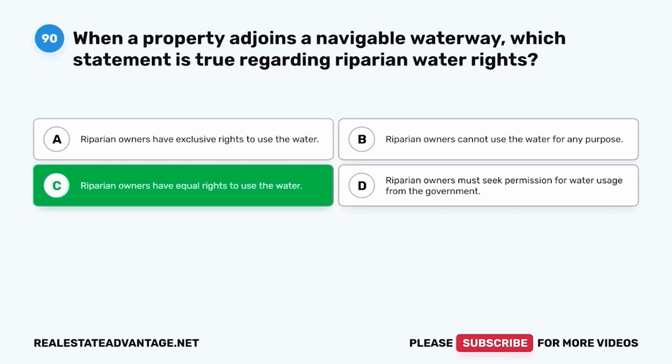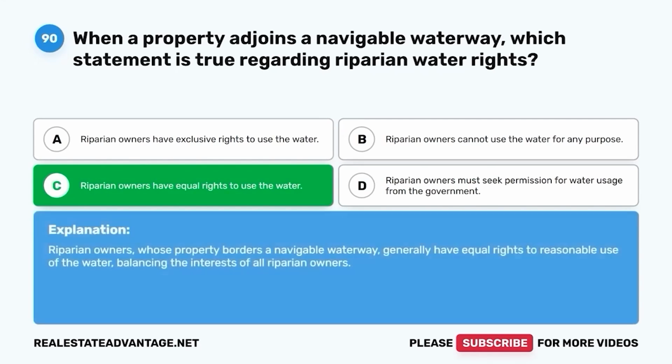Riparian owners have equal rights to use the water. Riparian owners, whose property borders a navigable waterway, generally have equal rights to reasonable use of the water, balancing the interests of all riparian owners.